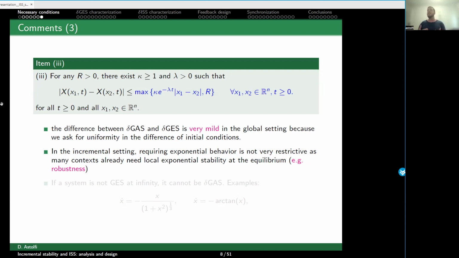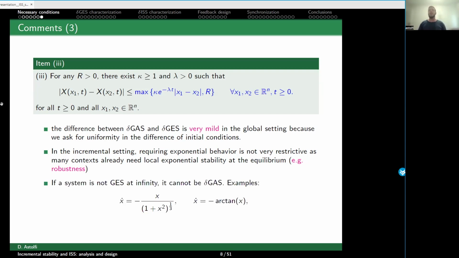So in general, asking for exponential is also good. And as engineers, we know that at the equilibrium, in general, you would like to have local exponential stability. So asking for ISS is not restrictive.